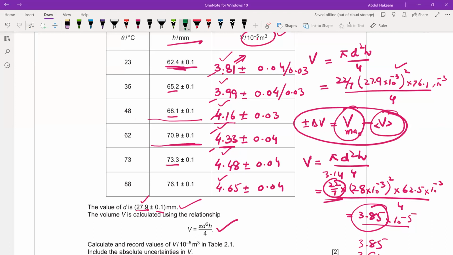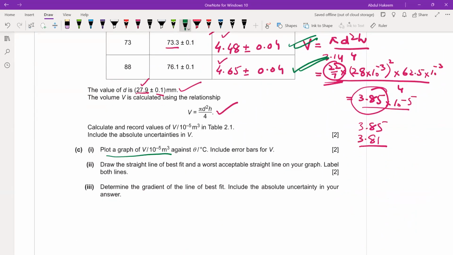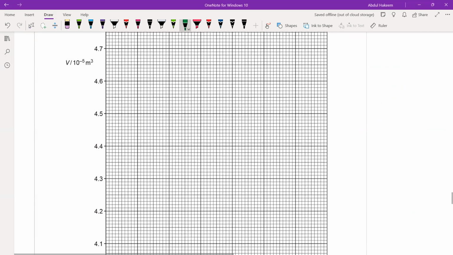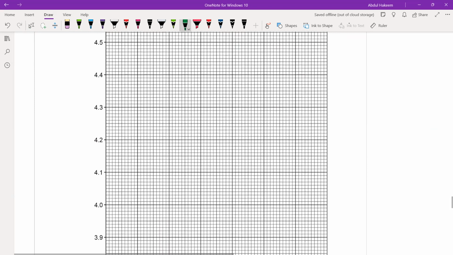Okay, now the first error is approximately 0.03 or 0.04, second 0.03, 0.04, 0.03, 0.04, 0.04, 0.04. So suppose we take 0.03, 0.03, 0.03, 0.04, 0.04, 0.04, and move to the next. Plot the graph of V against theta, include the error bar. So move to the graph. Select the scale, it is already written there: at the x-axis theta, at the y-axis V.